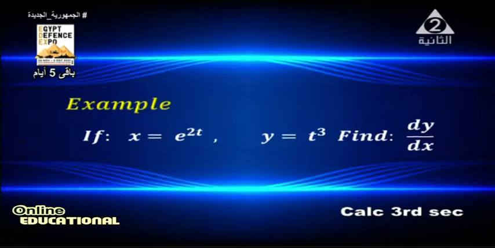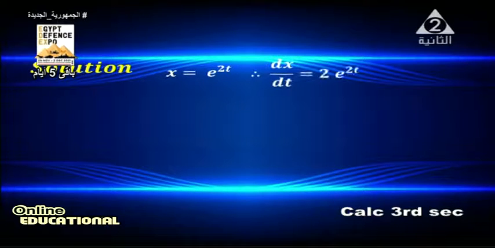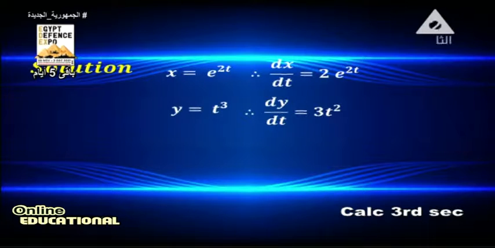If x equals e to the power 2t and y equals t to the power 3, find dy/dx. Now we have a parametric differentiation. When x equals e to the power 2t, then dx/dt equals e power 2t multiplied by the derivative of the power. The derivative of 2t equals 2, then dx/dt equals 2e power 2t. And y equals t to the power 3, then dy/dt equals 3t to the power 2.